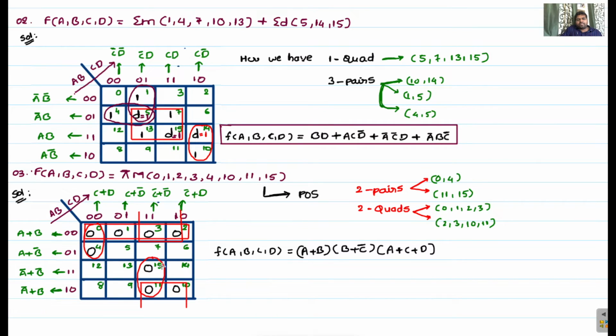Next pair is 11 comma 15, which is accommodated with the 1 0 row and 1 1 row. If you observe these two sum terms, the common element is A bar, so I will take A bar here. Next, if you observe columns, this is accommodated with a single column, so I will take C bar D bar directly here: A bar plus C bar plus D bar. So this is your final expression.